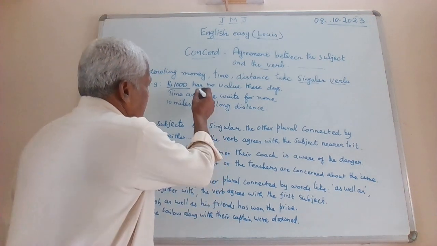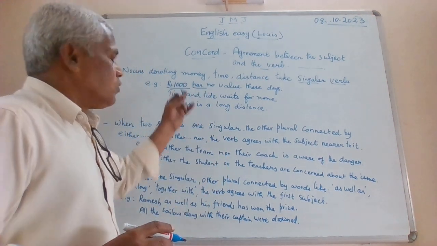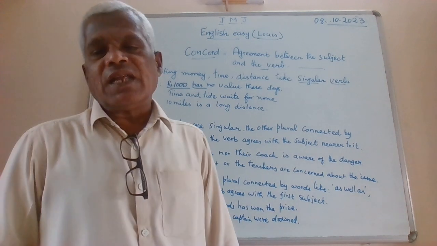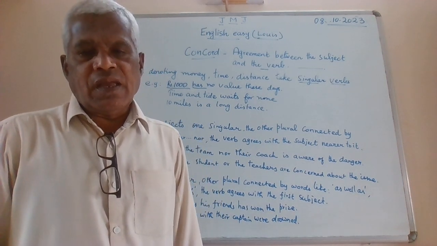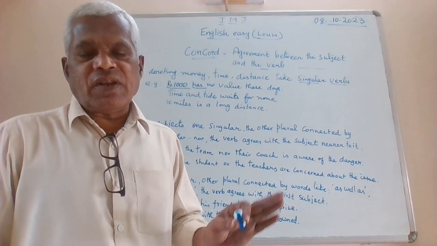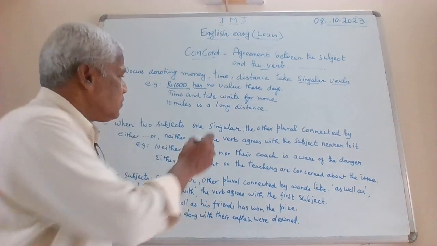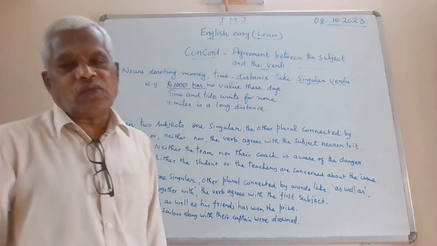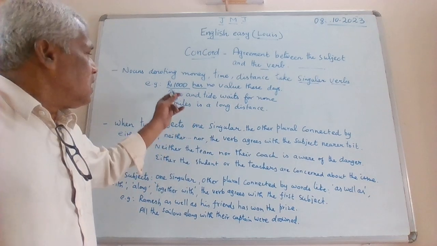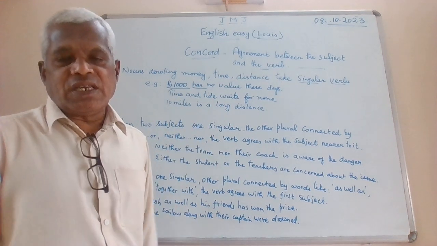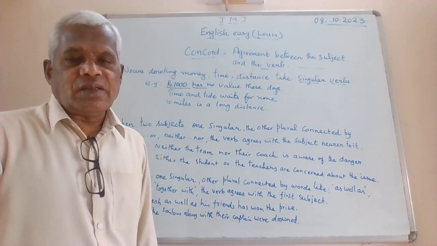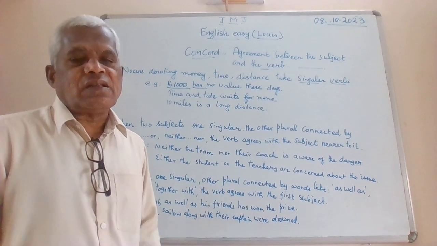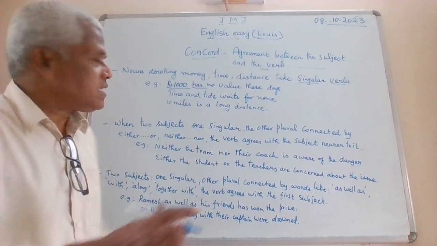And this is your verb. Now, rupees 2000, we can consider that as a noun, as a subject here, and the word referring to money. What is your verb here? Has. Singular verb. You can't say "rupees 1000 have no value these days." No. It has to be taken as a singular concept, a singular unit. So it takes a singular verb.